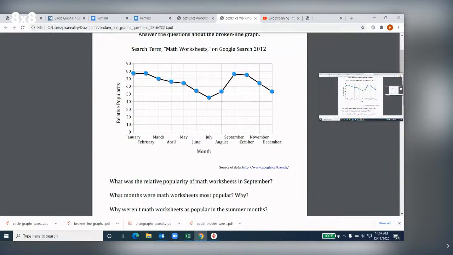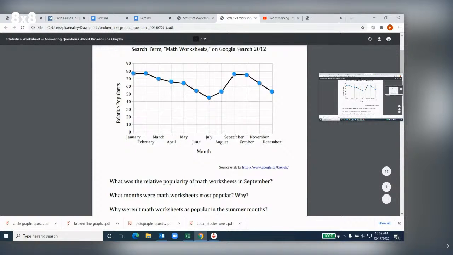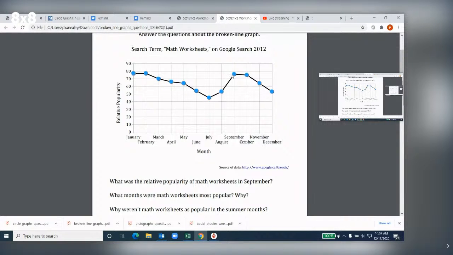Okay, number 1 says, what was the relative popularity of math worksheets in September? So we're going to go to September. And we're going to say about 80. Okay. So you just go to the month of September and go up the graph, and you're going to see it's right around 80.